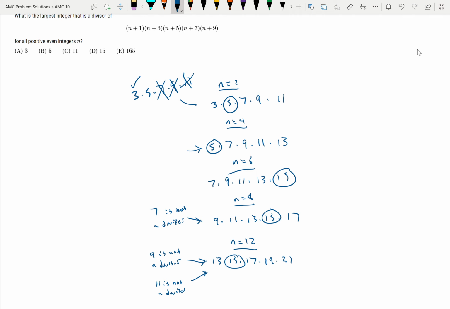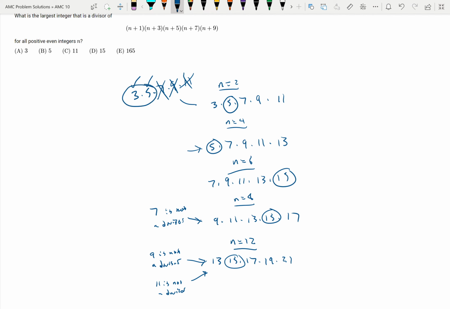If we were to keep this pattern going, for example, what I mean by every fifth number is 13, 15, 1, 2, 3, 4. Here's the fifth number. So when you go every other integer, every fifth number is going to be divisible by 5. So 5 will also be a divisor for any n.